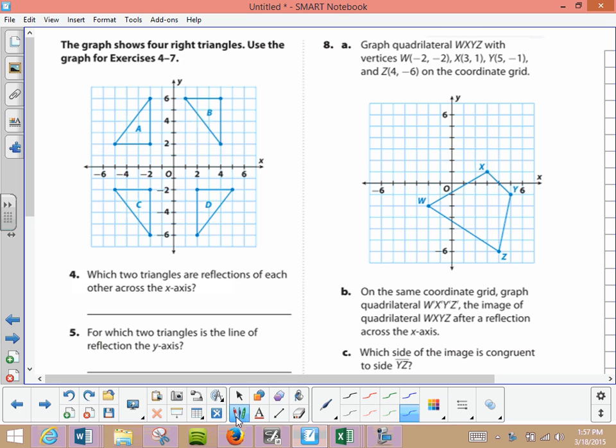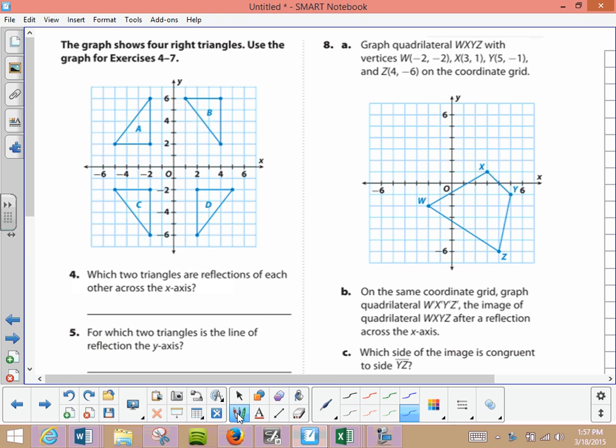Yeah. All right, so let's go with the first one. The graph shows 4 right triangles. Use the graph for exercises 4 through 7. Which two triangles are reflections of each other across the x-axis? What is the first thing you want to do here?